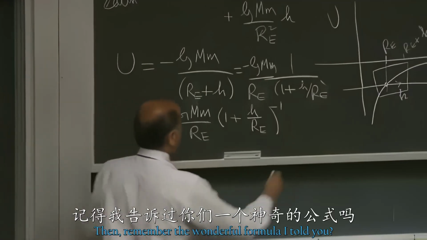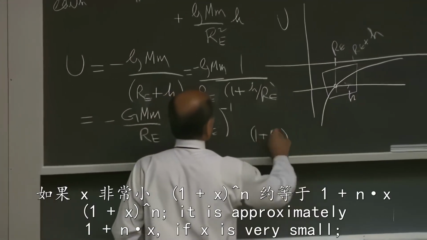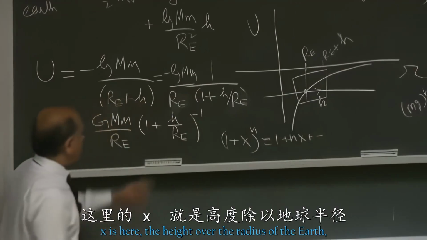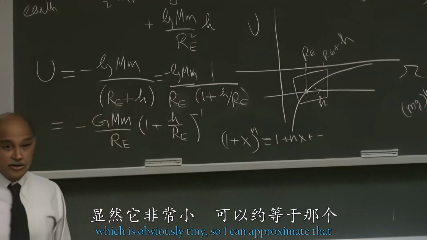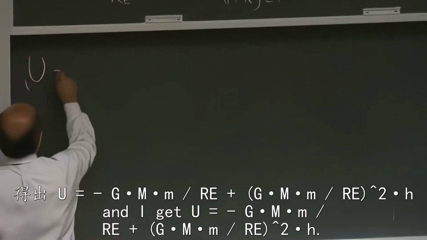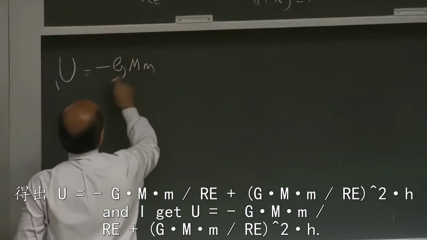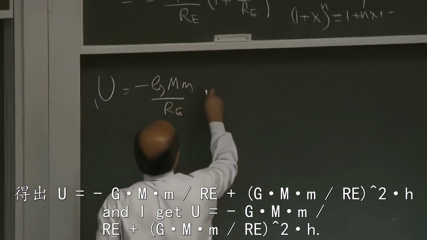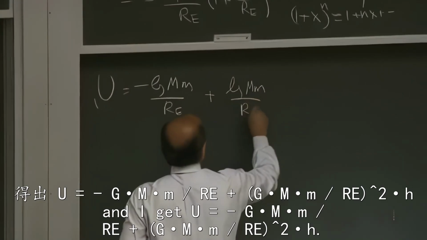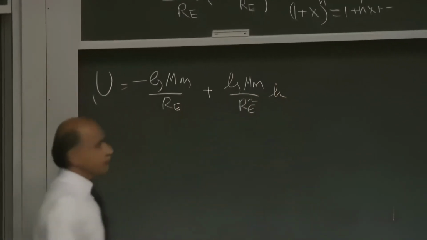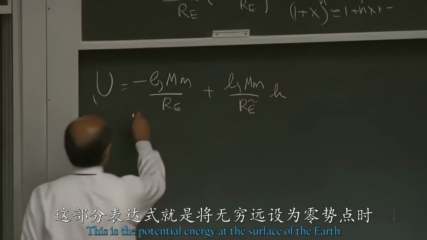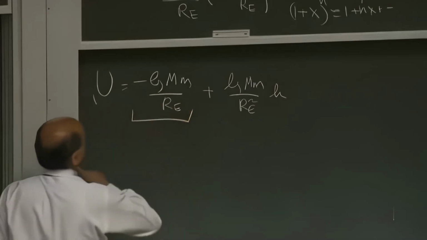Then remember the wonderful formula I told you. You guys have to know this. 1 plus x to the n is approximately 1 plus nx if x is very small. x is here the height over the radius of the Earth, which is obviously tiny. So I can approximate that, and I get U equal to minus GMm over RE times 1 plus GMm over RE squared times h.